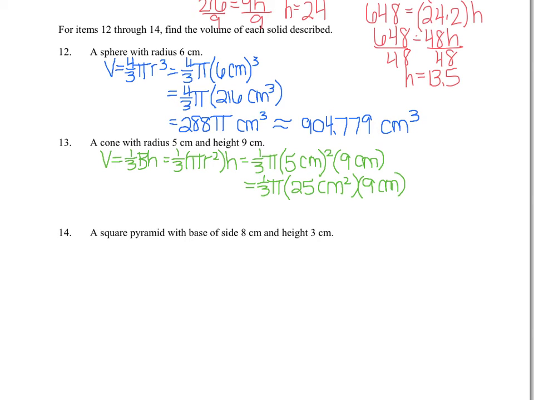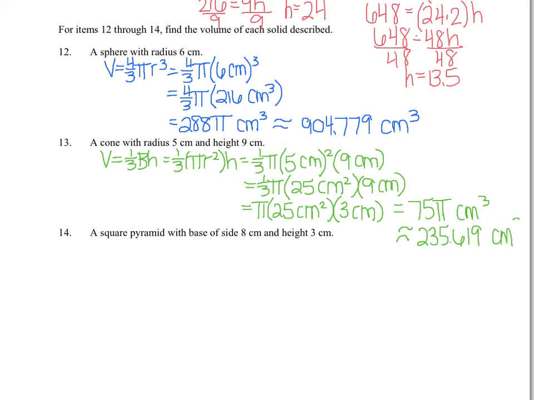I can cancel out the 9 centimeters and the 1/3 by multiplying those together, and that's going to give me pi times 25 centimeters squared times 3 centimeters. So my volume is going to be equal to 75 pi centimeters cubed, which is approximately 235.619 centimeters cubed.